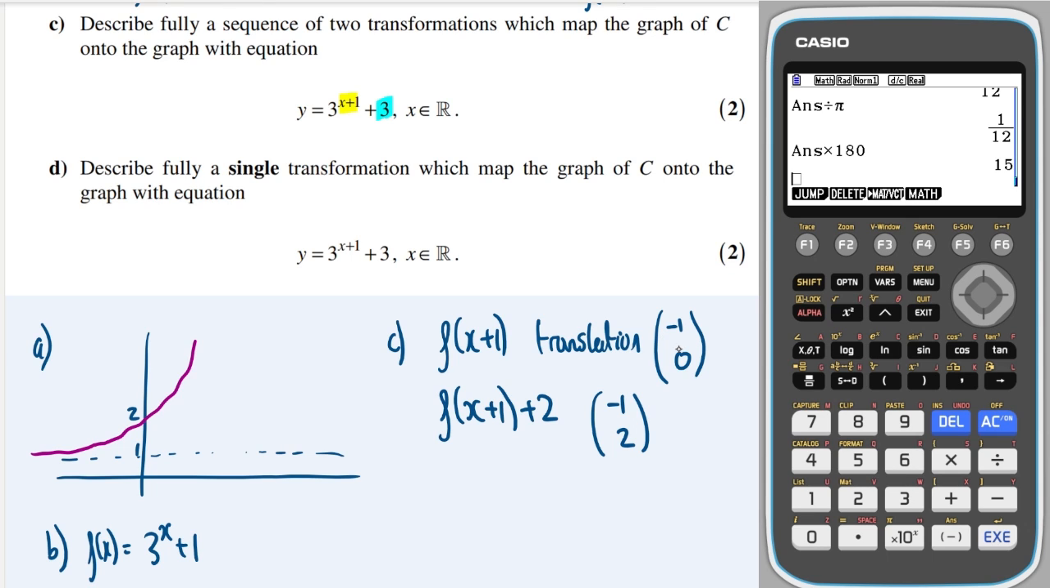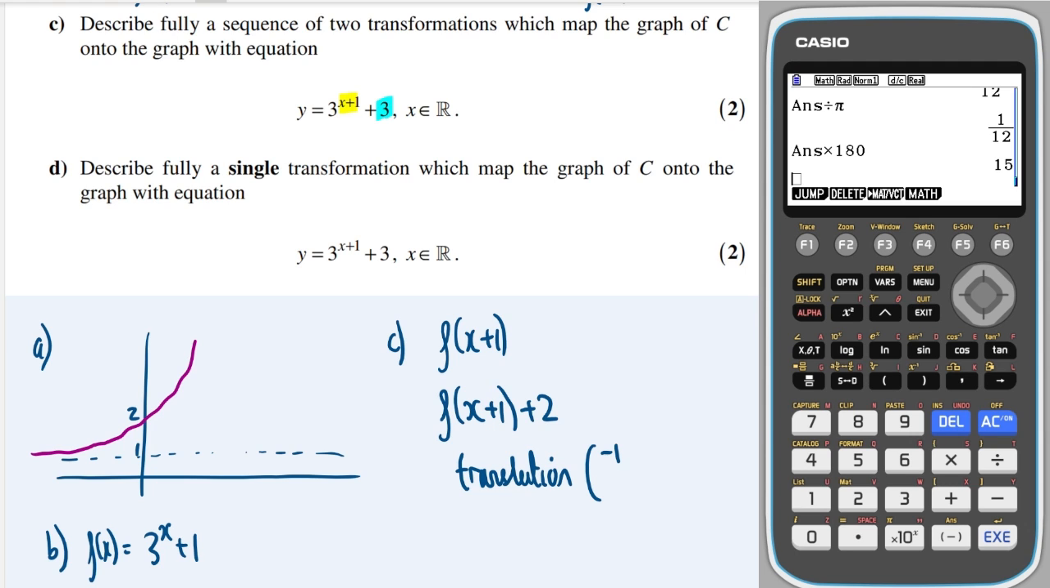Okay, so yeah, my answer is translation minus 1, plus 2.